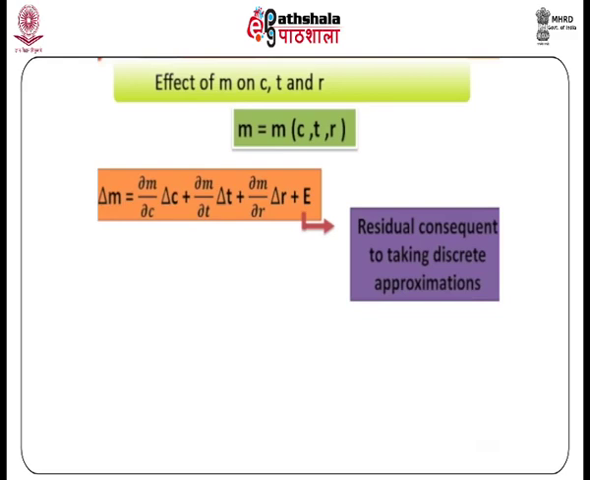The three terms on the right-hand side represent the partial contribution to the change in M of the change in each of the ratios C, T, R. The sum of these terms constitute the explained portion of changes in M. We know the values of ∂M/∂C, ∂M/∂T, and ∂M/∂R, and change in C, change in R, change in T are either observed or predicted.